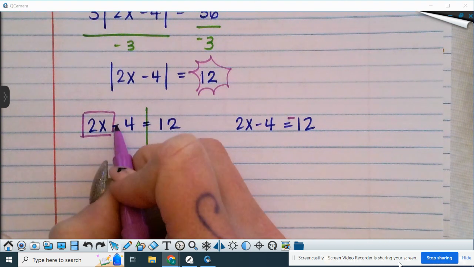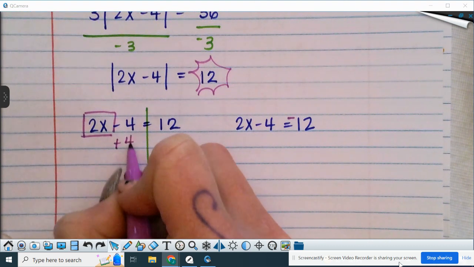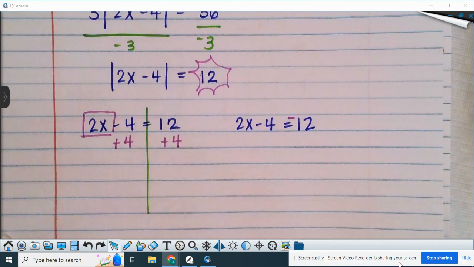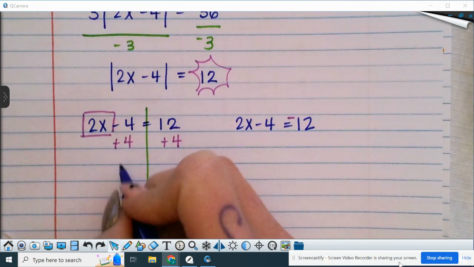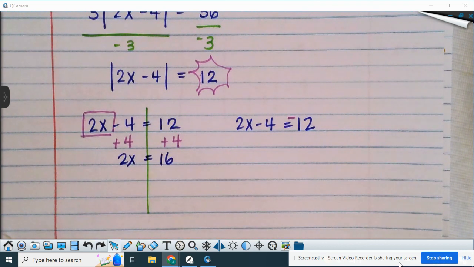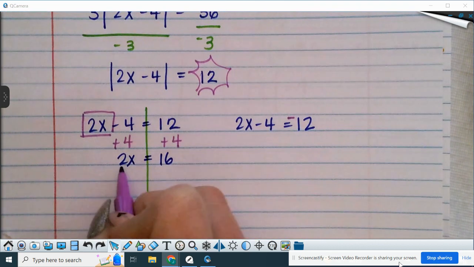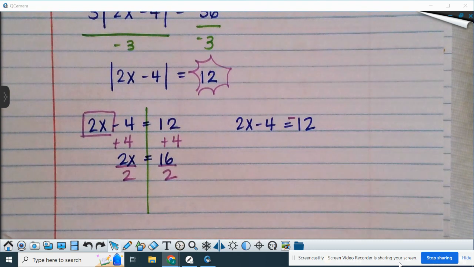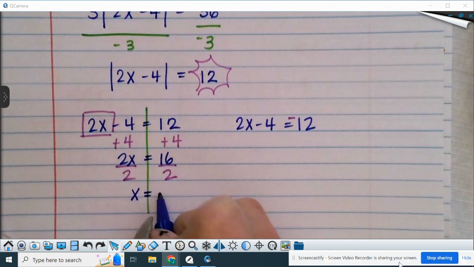So this is -4. To move it to the other side, we're going to take the inverse. So add 4 because that makes these go away. And so then I end up with 2x equals 16. 2x is 2 times x. So the inverse of multiplication is division. So we're going to divide by 2 on both sides because whatever you do to one side, you have to do to the other. And x is going to equal 8.